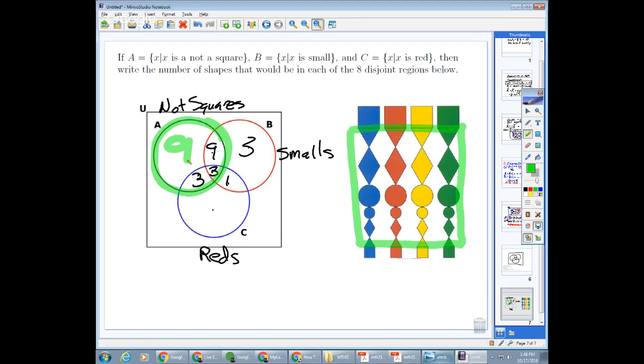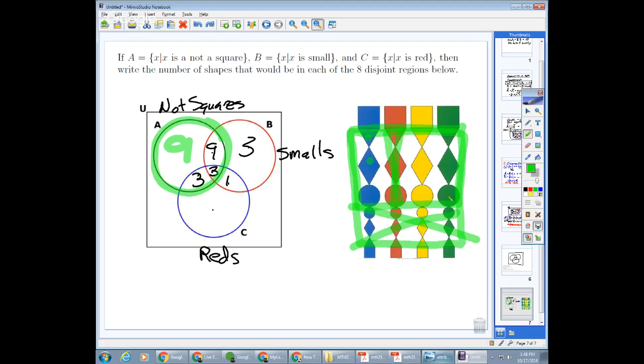So let's narrow that down. These right here are on my large, not squares. I don't want those guys. And they are also what? Not red. So I don't want those guys there. So it looks like I have 1, 2, 3, 4, 5, 6, 7, 8, 9 of them. I think we did it. We confirmed that by subtraction and by describing.